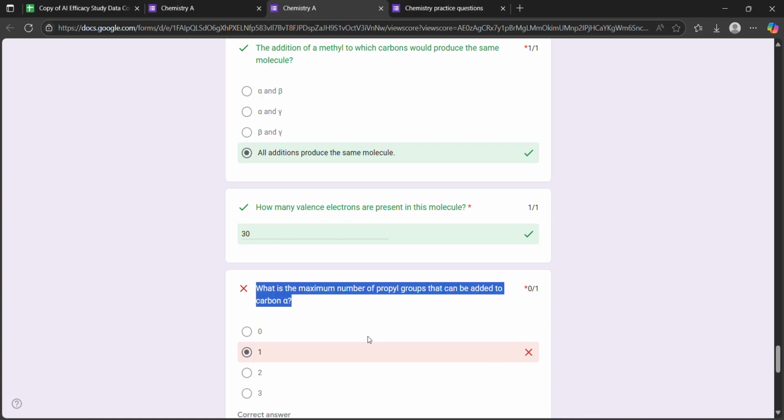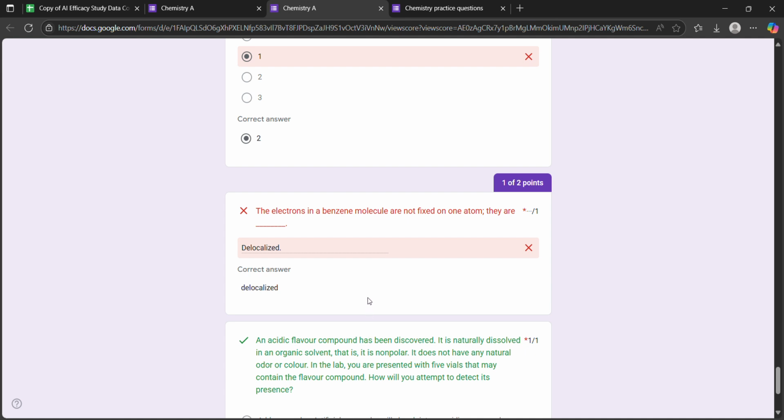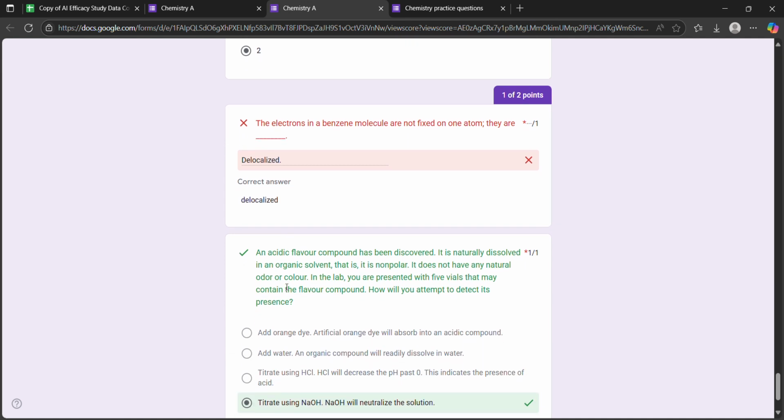Hmm. There is no exact search. Okay. The electrons in a benzene molecule are not fixed on one atom. So I wrote the answer as delocalized, which is the correct answer because the electron in the benzene keeps moving in its own structure. That is why it is called a delocalized electron. So that is actually a correct answer, but the D is capital, so that is why it has not exactly matched with the correct answer, due to the capital notation used.